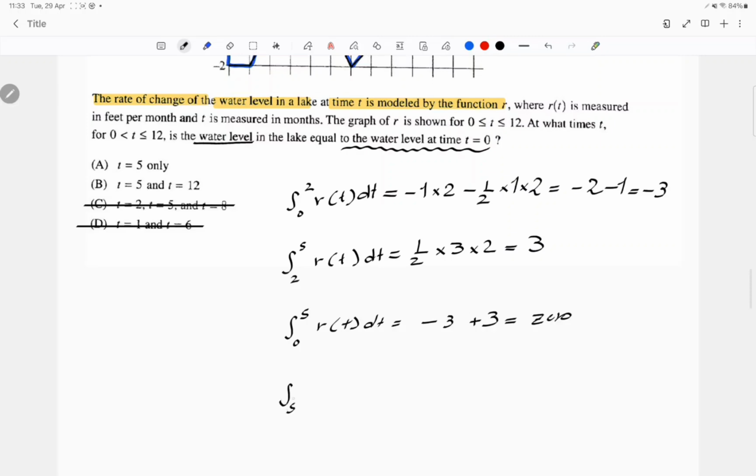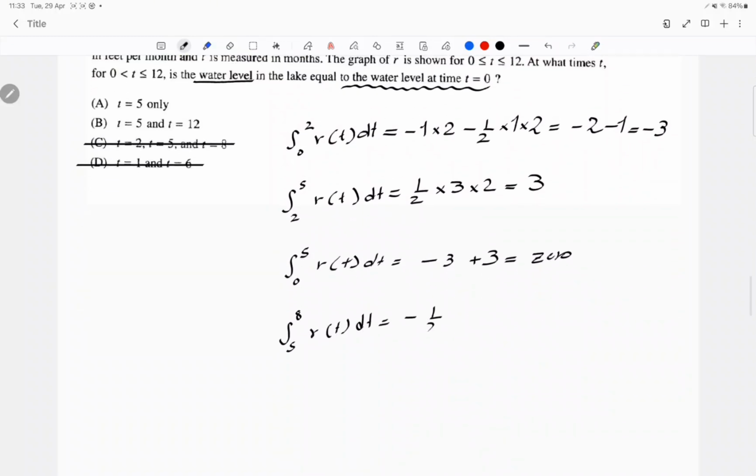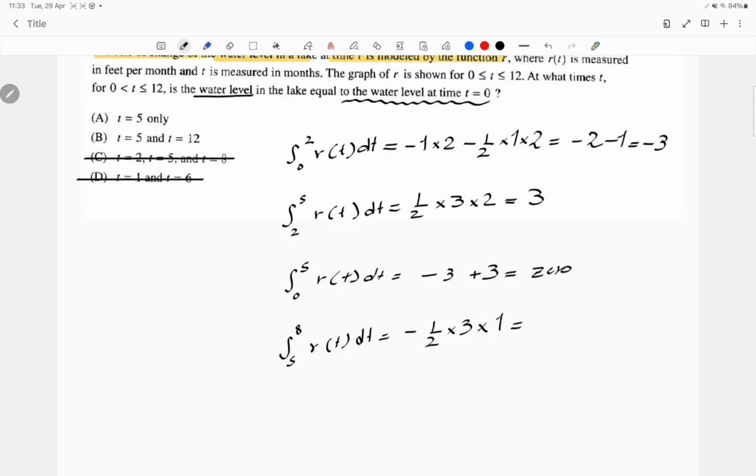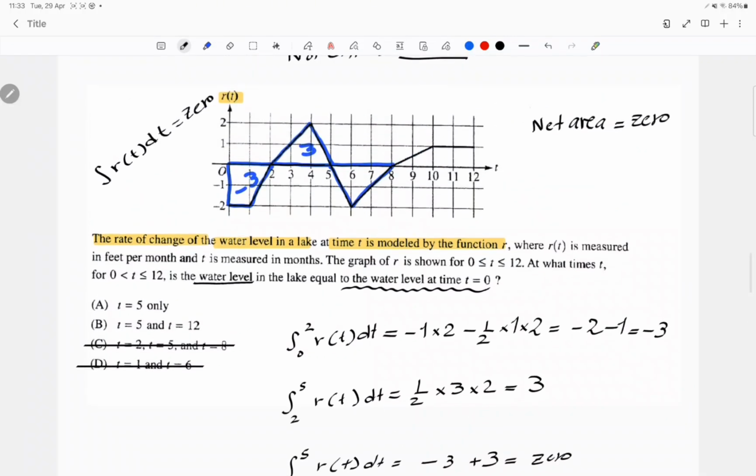So from 5 to 8, the integral of R(t) dt is going to be a triangle under the x-axis, which means negative half base times height. The height is 2. That's going to be negative 3. So here we have our negative 3 again.